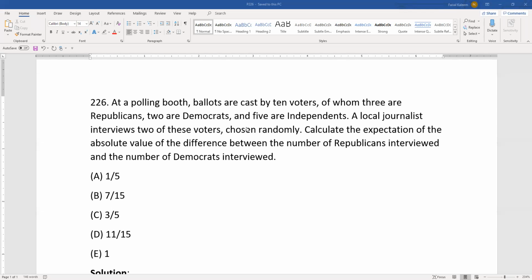At a polling booth, ballots are cast by 10 voters, of whom 3 are Republicans, 2 Democrats, and 5 independents. A journalist interviews 2 of these. Calculate the expectation of the absolute value of the difference between the number of Republicans and the number of Democrats interviewed.